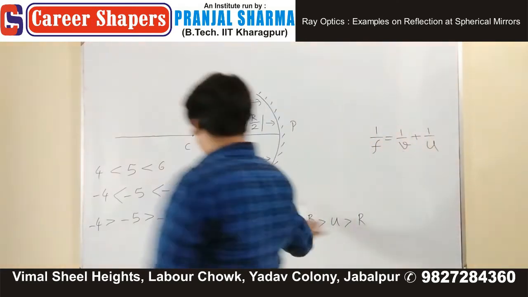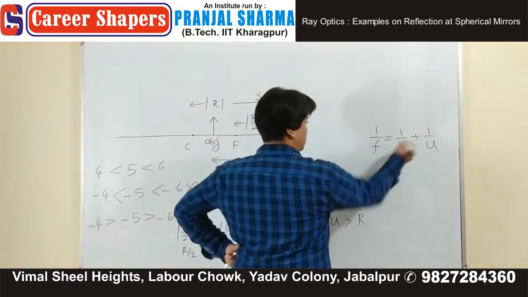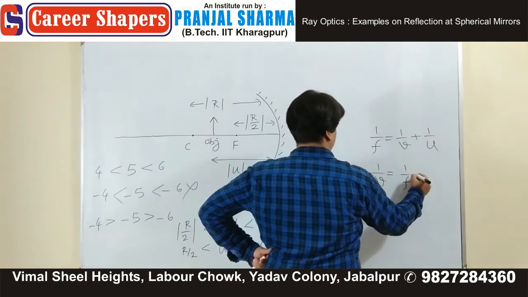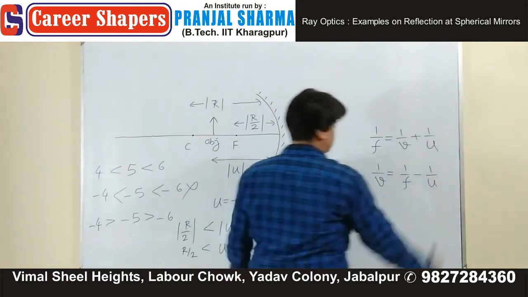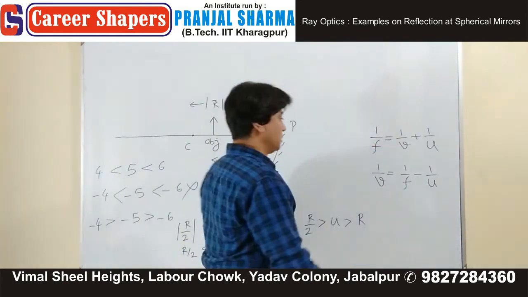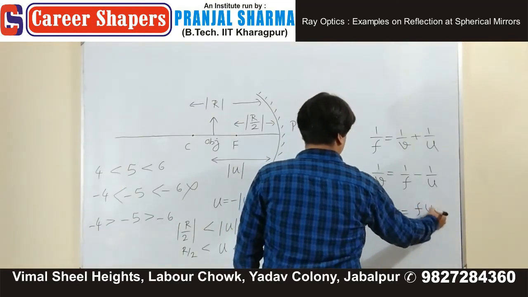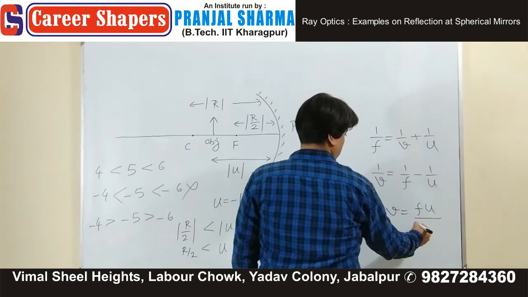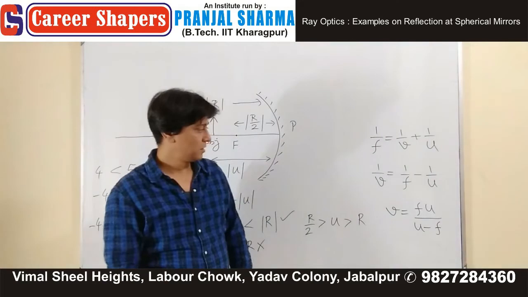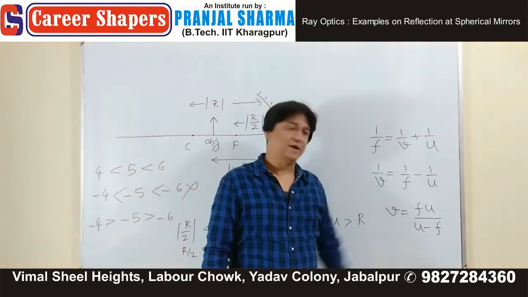Now, with this much information, let's find out v. 1 upon v is equal to 1 upon f minus 1 upon u. This gives us v as fu upon u minus f. So what is v coming? fu upon u minus f.